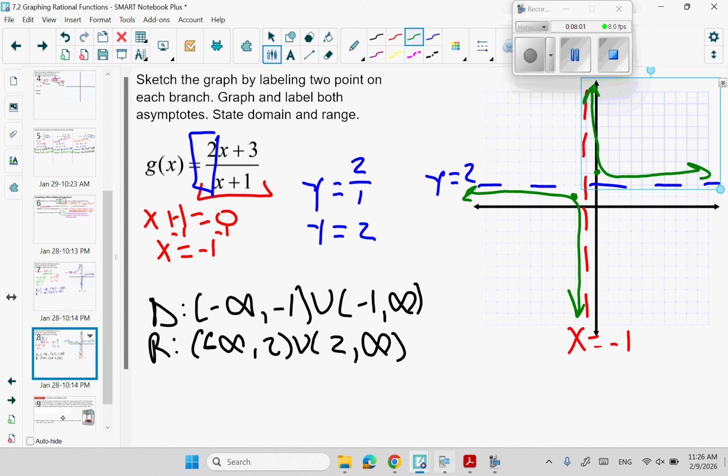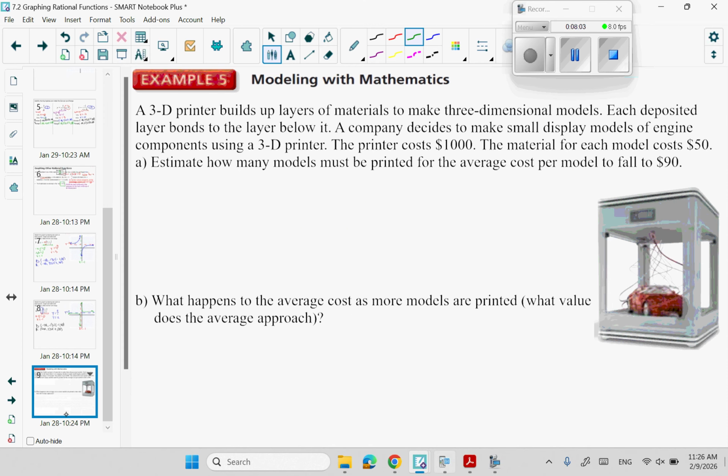Next, we have a story problem. A 3D printer builds up layers of materials to make three-dimensional models. Each deposited layer bonds to the layer below it. A company decides to make a small display of models of engine using a 3D printer. The printer costs $1,000. The material for each model costs $50. Estimate how many models for the average cost to fall to $90.